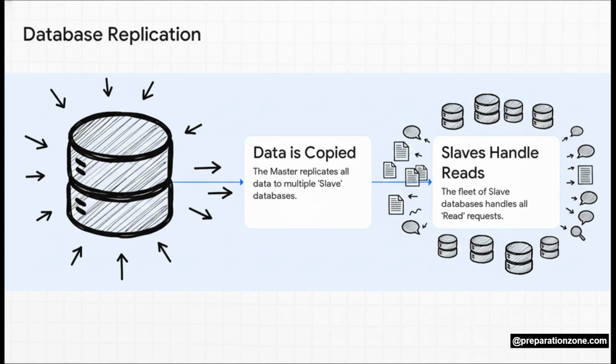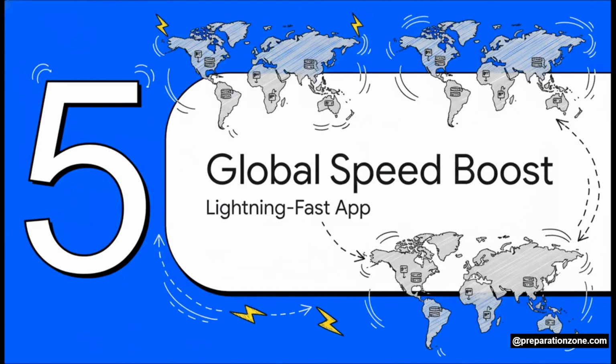That's all the new posts, the updates, everything. At the same time, it's constantly copying all that new data over to a bunch of replica databases, sometimes called slaves. And these replicas, their only job is to handle all the requests for reading data. This is how you spread that massive load. Okay, so at this point, our system is pretty strong. It's resilient. But to serve a truly global audience, it also needs to be lightning fast for everyone, no matter where they are in the world.